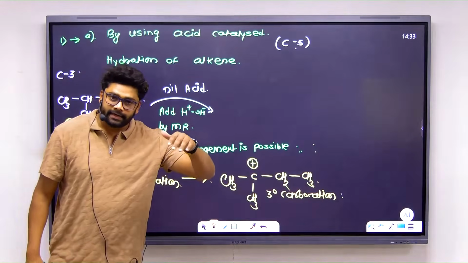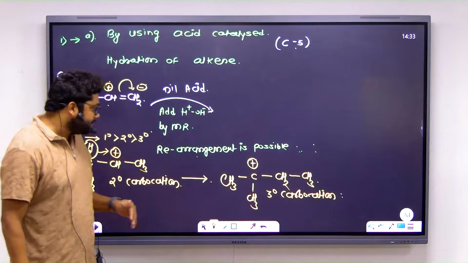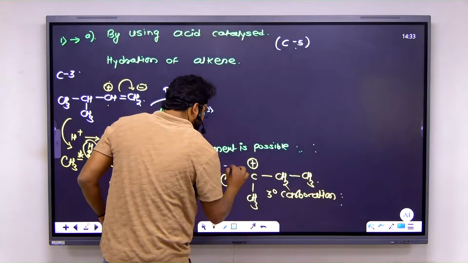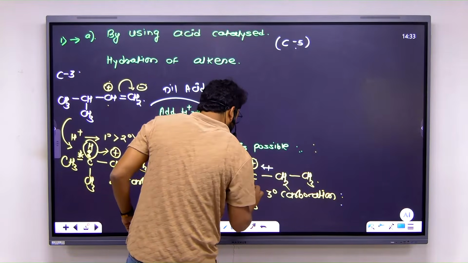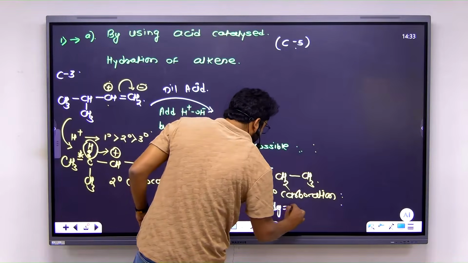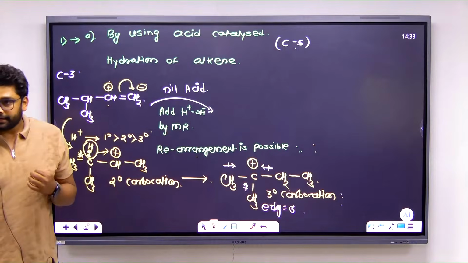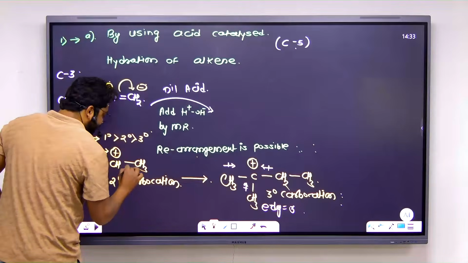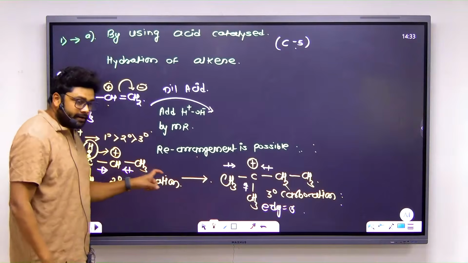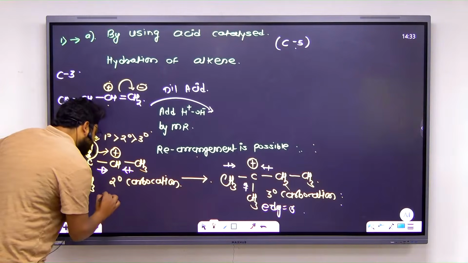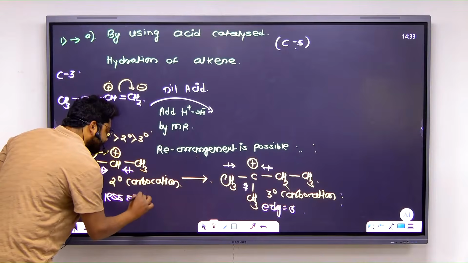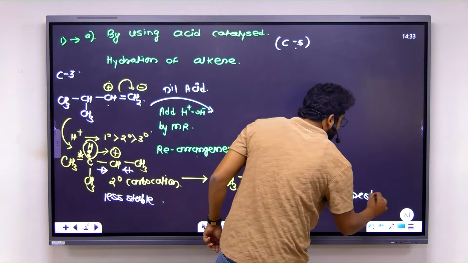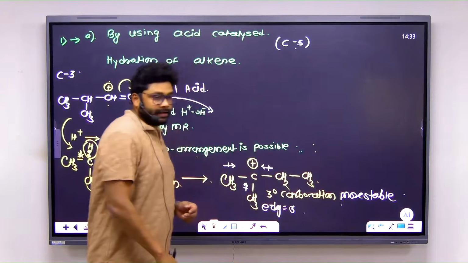The tertiary carbocation now has more stability because there are 3 electron donors. You will understand here there are 3 electron donors, and because of the 3 electron donors, the tertiary carbocation becomes more stable than the secondary carbocation, which is stabilized by only 2 electron donors. And that's why this one is less stable, and this one is more stable.